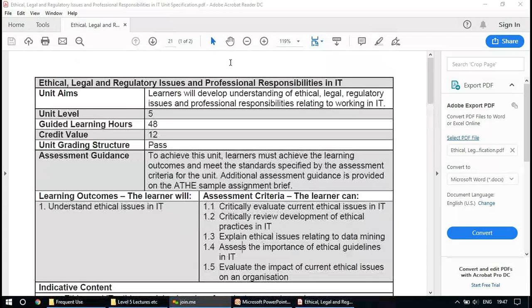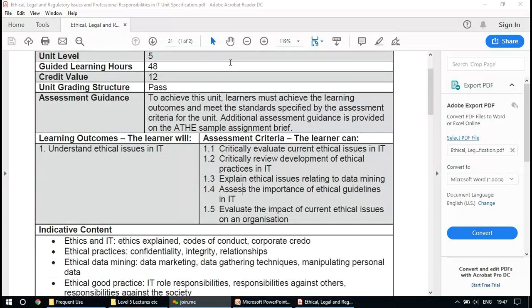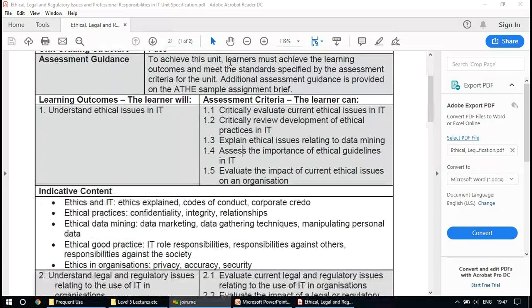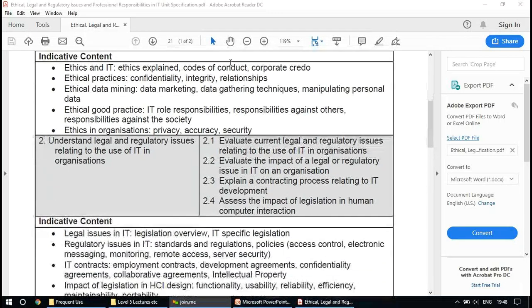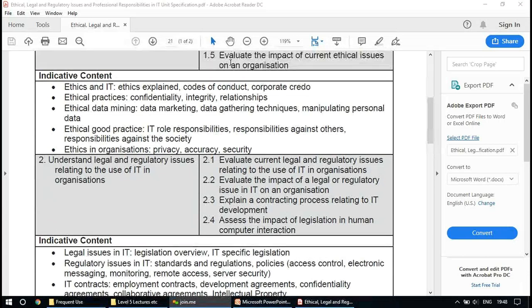Okay, so the previous recording may not be useful, so we are starting again with a recap of LO1, and today we will be discussing LO2.